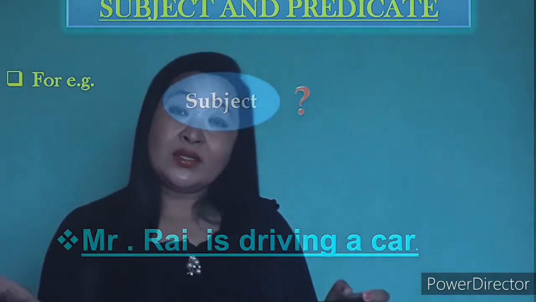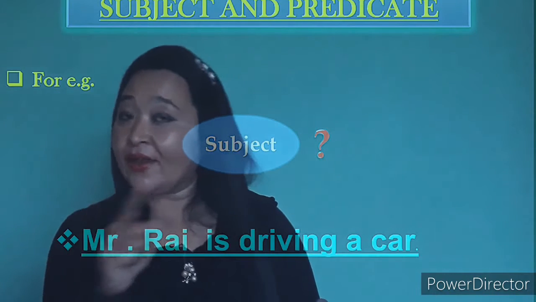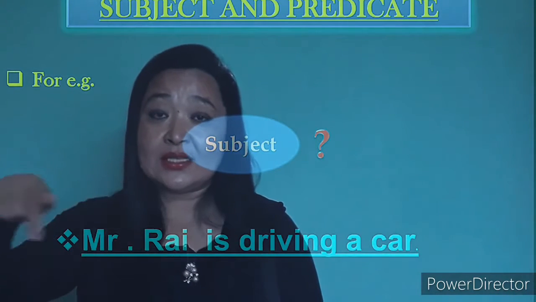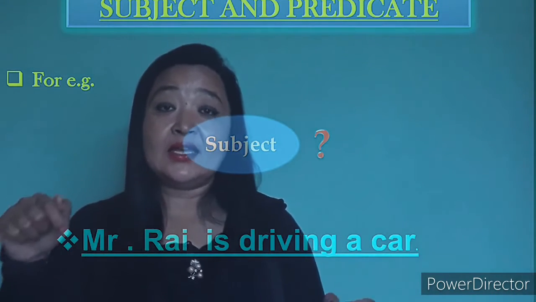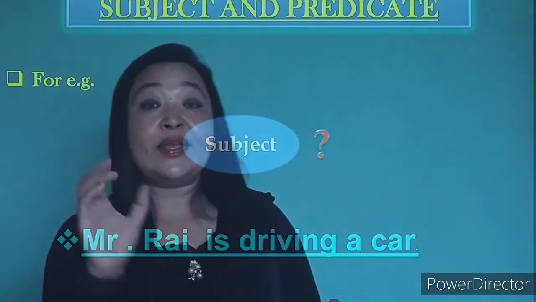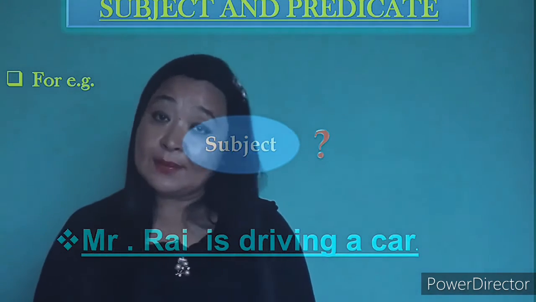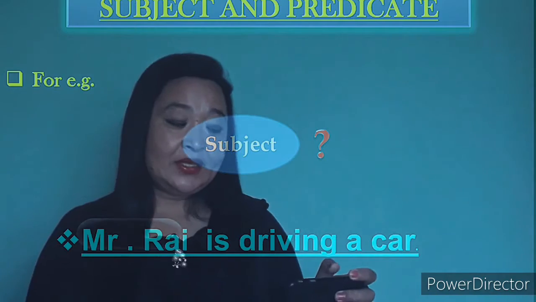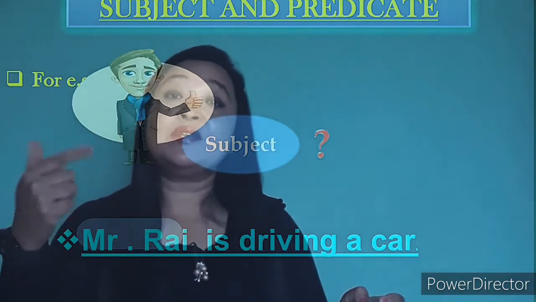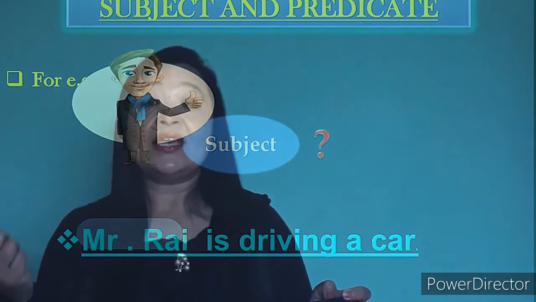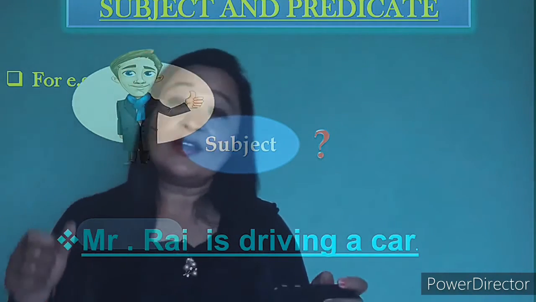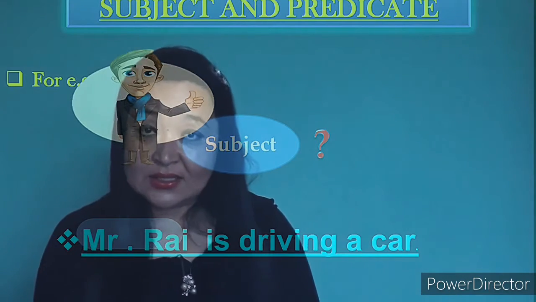Now in this sentence, what is the subject? You can see the sentence there. Mr. Rai is driving a car. Well, in this sentence, the subject is Mr. Rai, because he is doing an action of driving a car. Therefore, Mr. Rai is the subject.